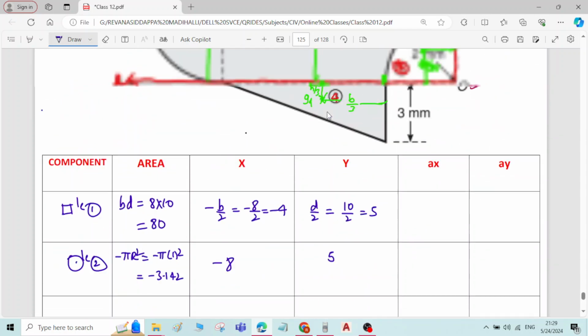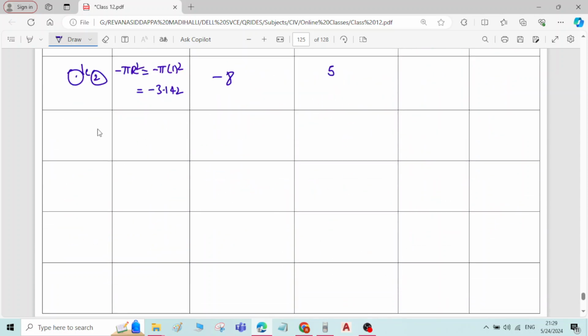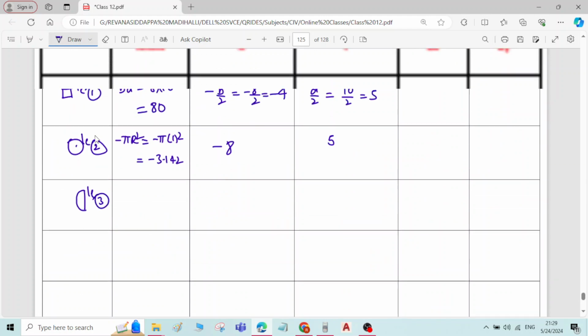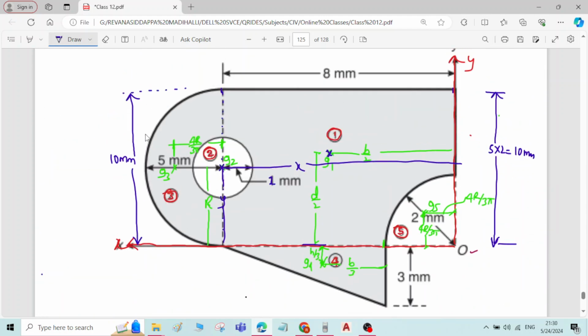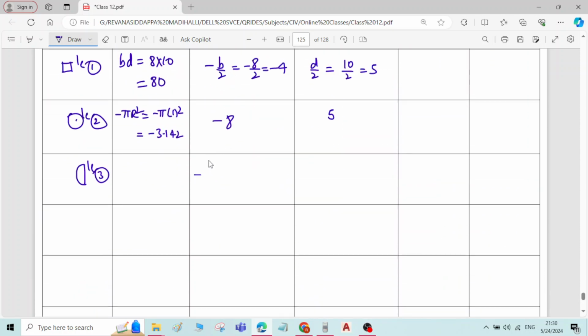Okay, 5 mm. Then what is the third component? Semicircle. Component number 3. The X value for the semicircle means the distance of G3 from the reference y axis. How much will it be? From here to here is 8 mm. 8 plus 4r by 3 pi with a negative sign, which means minus of 8 plus 4r by 3 pi.